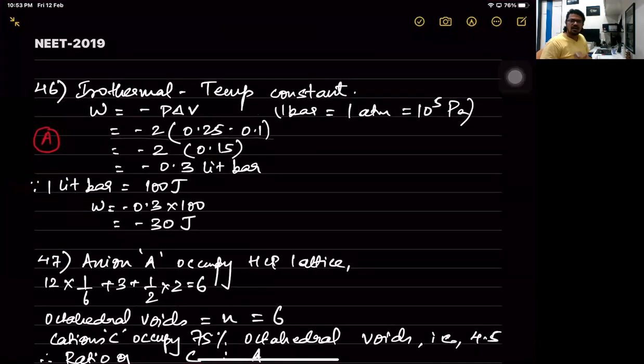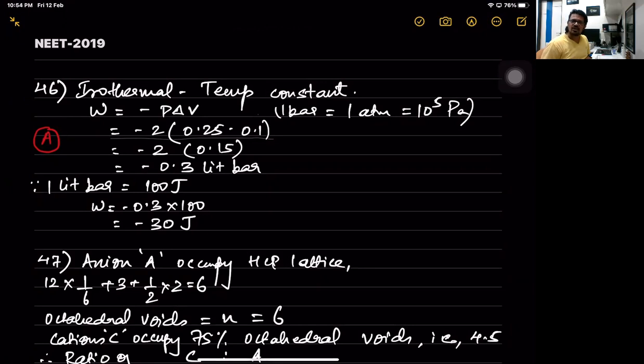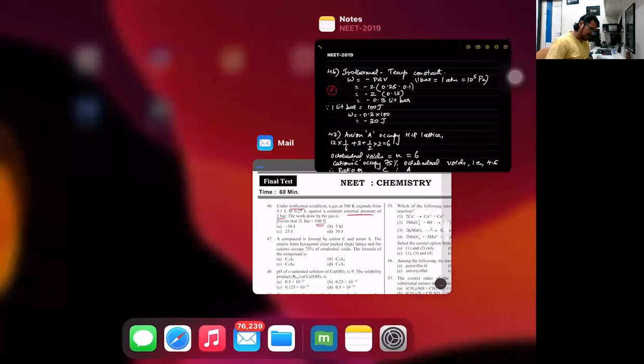Look at that. Isothermal process, so temperature is constant, W is minus P delta V, which is minus 2 bar. Change in volume, 0.25 minus 0.1. So work done is minus 0.3 liter bar. 1 liter bar is given as 100 joules, so work done will be minus 30 joules. Clear? The 46th one, the answer is A.